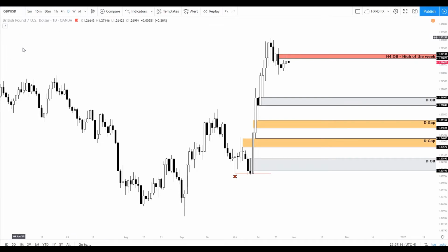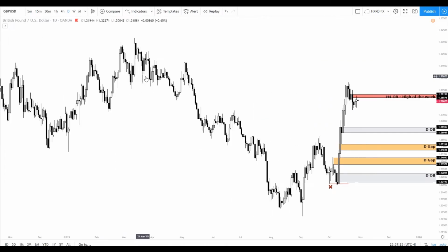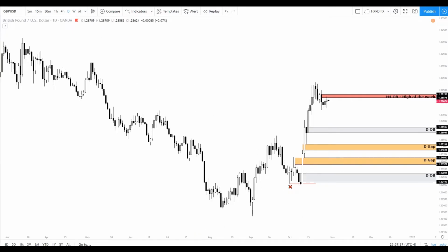Right, so cable. I'm expecting some sort of retracement to form. Let me mention first that the cable is looking very, very bullish. I'm really liking the market structure here, but we're definitely in need of some sort of pullback to find some more buy orders before we see another continuation up.